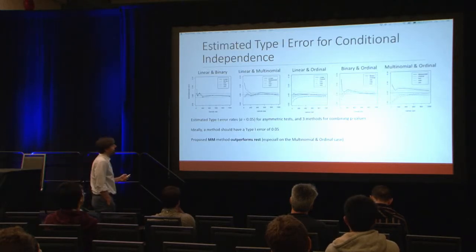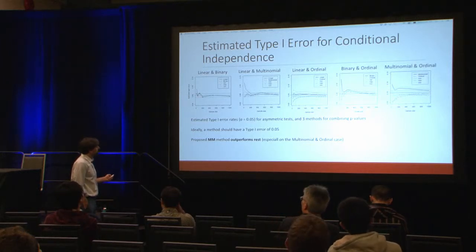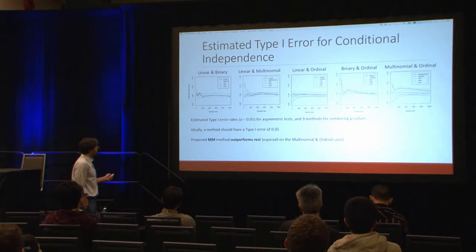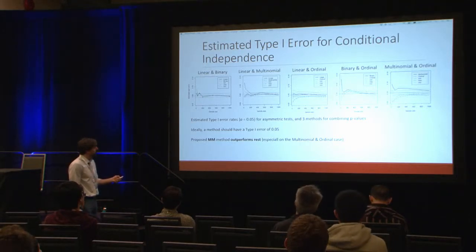We also check the type 1 error. That means the false positive error. And if you use a threshold of 0.05 for making decisions based on p-values, you should get a type 1 error that is equal to the threshold, to 0.05. So ideally, the method should be right on the black line, every method.